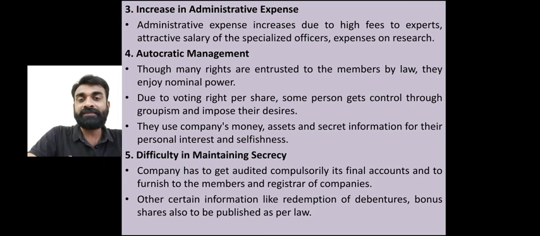Next, difficulty in maintaining secrecy. See, as a company, they need to register under the Indian Companies Act 2013. Whatever the accounts and things, they need to be given to the registrar, right? So it is difficult to maintain secrecy. A public company needs to show its accounts to the public in general, right? What is the profit, how they have earned the particular profit, everything needs to be displayed. So it is difficult to maintain secrecy, right?